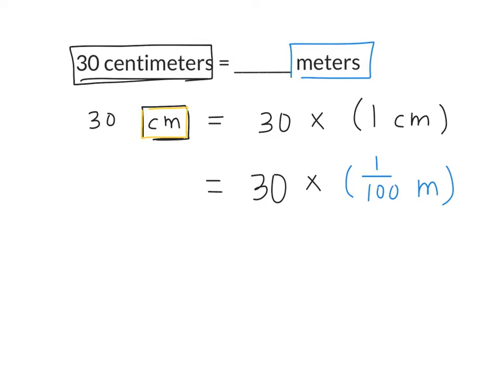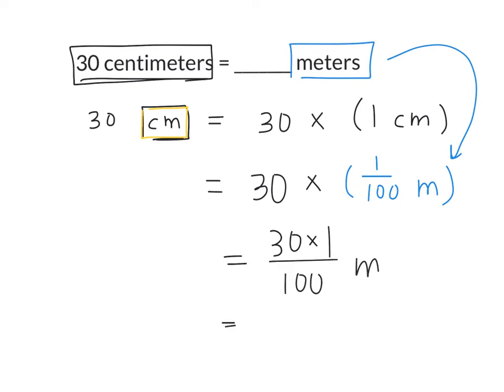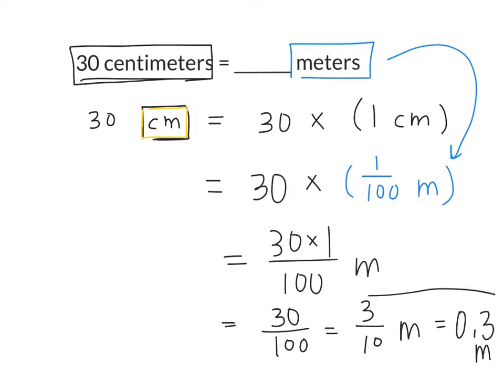Okay. Now I just need to multiply because I know I'm ready to multiply because my units are my new units. So I have 30 times 1 over 100 meters. How do I write that as a single fraction? Well, 30 times 1, right, over 100 meters, which is the same as 30 over 100, which is the same as 3/10 of a meter. Now, can we write that as a decimal too? How would we write that as a decimal? 0.3 meters. Today you can write it as a fraction or as a decimal.